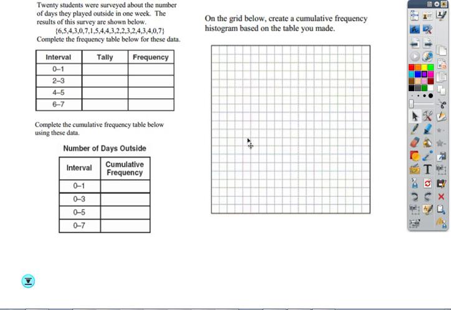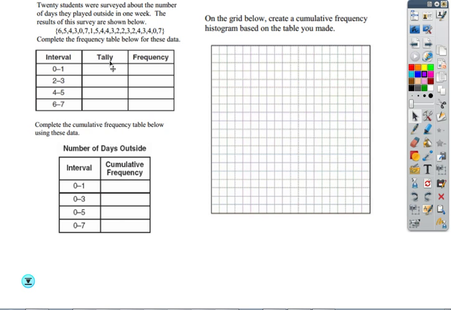Today we're going to learn how to do cumulative frequency histograms. First thing you always want to do is read the question. 20 students were surveyed about the number of days they played outside in 1 week. The results of this survey are shown below. Complete the frequency table below for these data.